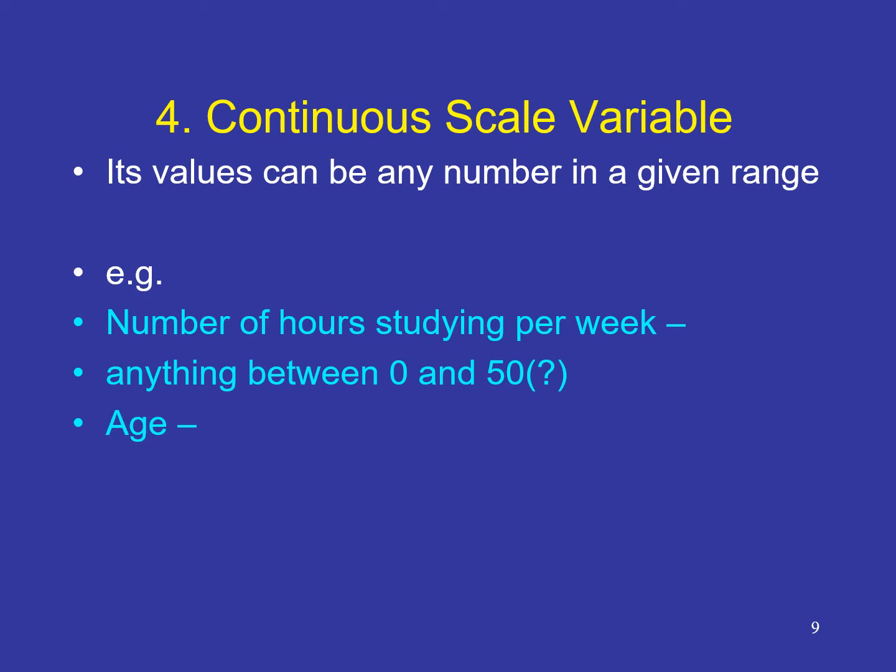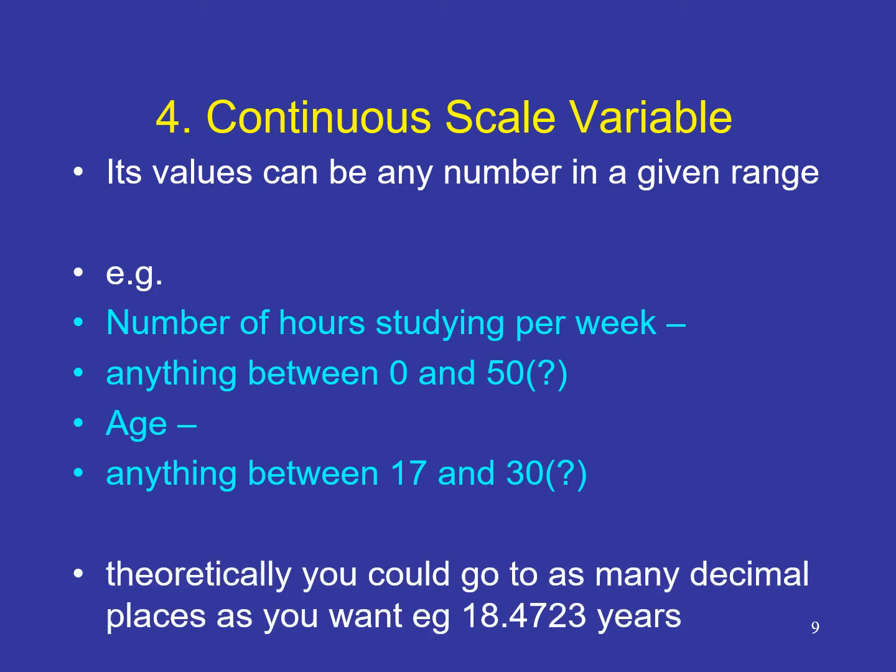Another example is age. The age of the student could be 18, or if they wanted to be more accurate, 18.1, 18.1356. Again, theoretically, this could be any number in a given range. It doesn't have to go up in steps. So these are examples of a continuous scale variable.